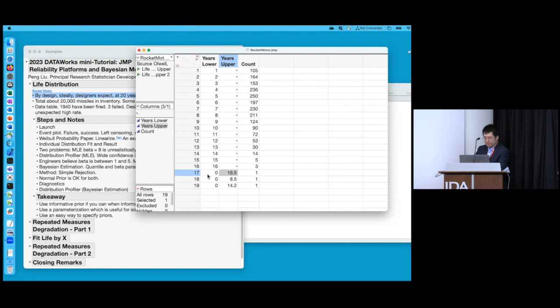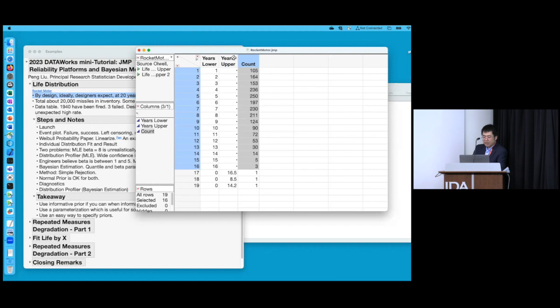So the 7th row means this rocket failed, but it failed between time 0 and 16.5 years when it gets fired. And the 18th row between 0 and 8.5. And the other one is between 0 and 14.2. There are only 3 of them that failed. And these bunch of over 1,900 of them did not fail.